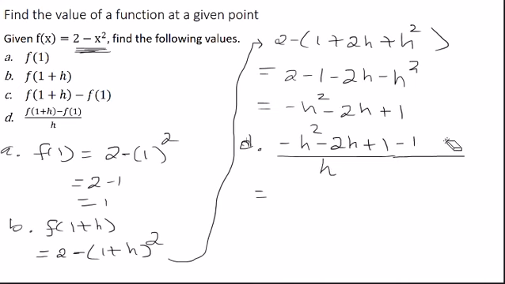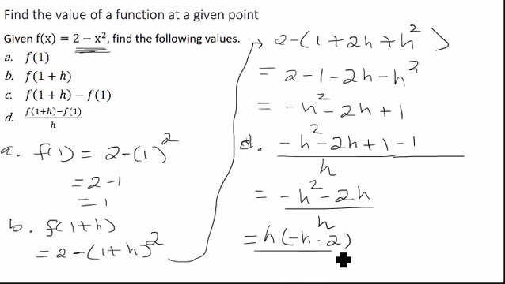So I have this, and I'm going to simplify this. We can cancel the 1 and negative 1, so we have negative h squared minus 2h over h. And we can factor out the common factor. This is similar to one of the examples we did earlier. So we factor out the common factor of h, and then I have negative h minus 2 divided by h, and I can cancel those two h's, and then finally this is equal to negative h minus 2.